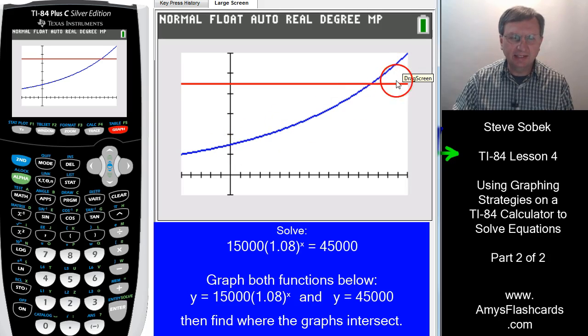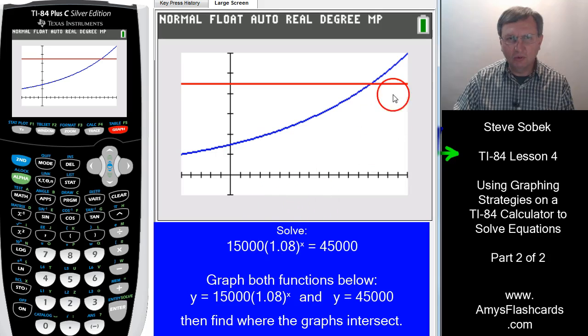Second, calculate, intersect, first curve, second curve, basically enter, enter, and designate the best guess somewhere close to this point here. And it gives you the coordinates of that point, and our solution to the equation is only the x value of that point. Only the x value, not the y.